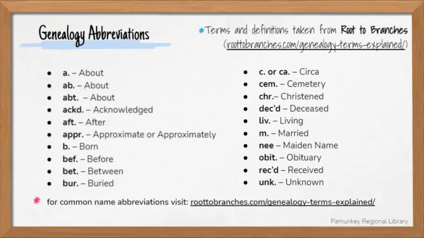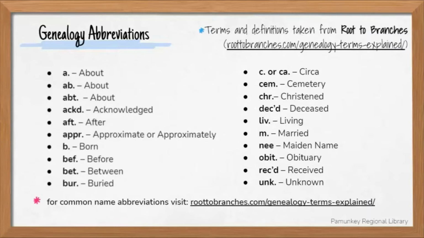And then the same goes for abbreviations. I think abbreviations are probably a little harder. I had no idea that NEE meant maiden name, so there are a lot of abbreviations you'll probably come across in your research, in marriage records, death records, military records, things like that. So it's good to know some of the basic abbreviations. Again, these are taken from Root to Branches, so you can visit their website to find these again, or you can pause and write them down now, up to you.